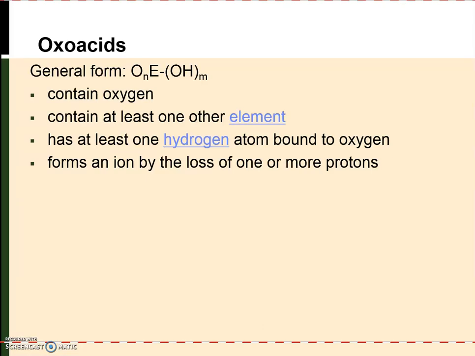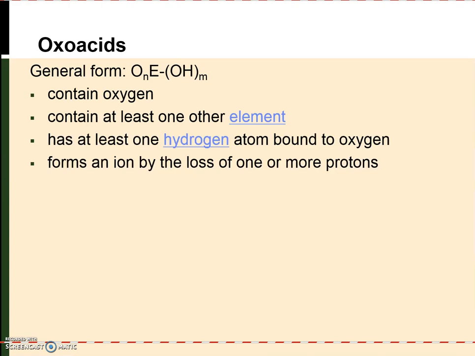So far we've explained the strength of binary acids such as HF compared to other hydrogen halides. Now we're going to go on to another class of acids called the oxoacids. They have a general form in which they contain at least one oxygen atom bonded to at least one other element, and this central element is bound to other oxygen atoms.